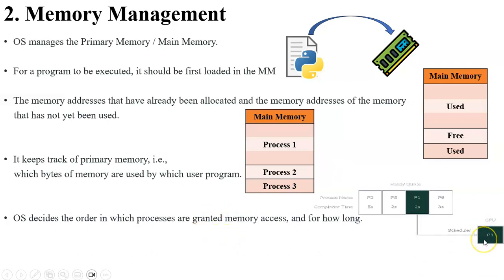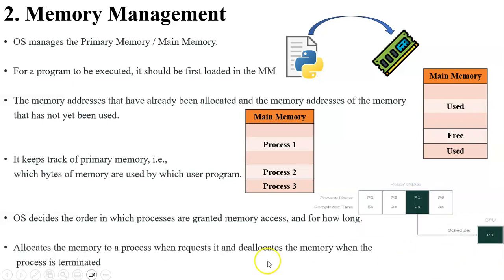Here, as and when the processes are coming, which particular process will enter into the CPU and execute for how many seconds is decided by the memory management function. It allocates the memory to a process when it requests it and deallocates the memory when the process is terminated. Whenever a process wants to execute, the memory must be allocated, and after the execution of the process, the memory must be deallocated. It should be freed so that some other process can use it.